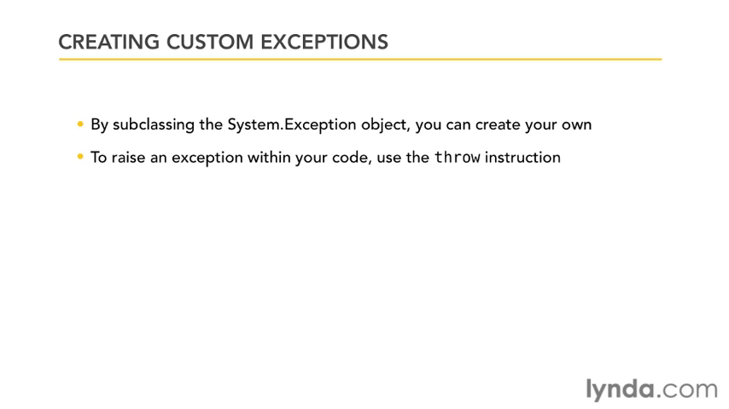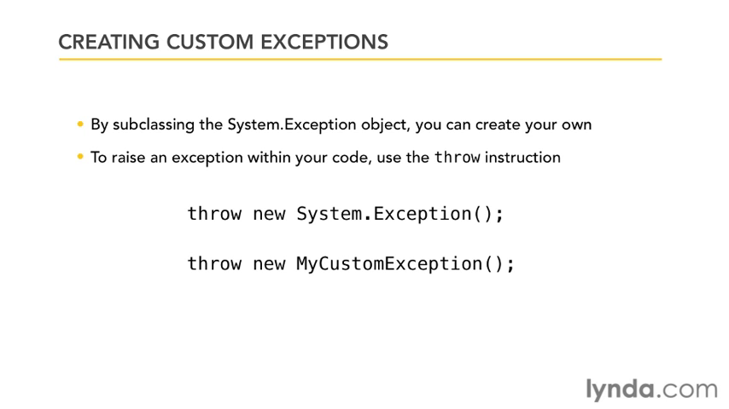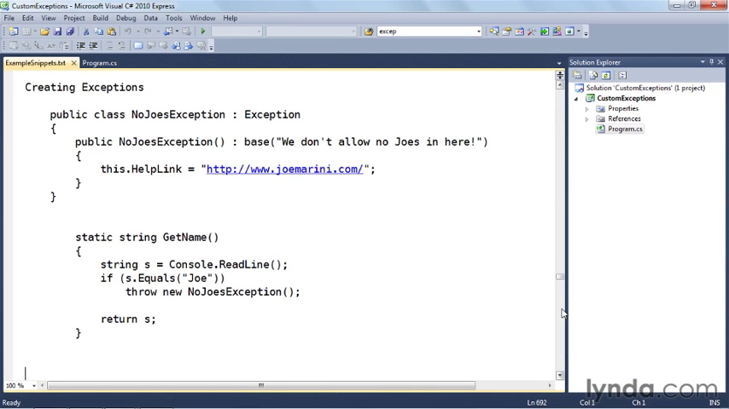So for example, you can do things like throw a new system exception, or you can throw a new my custom exception. You have to have the new in there because you've got to create the exception object that you're going to throw. And then the throw keyword will cause the exception to be thrown, and then the catch mechanism will go into effect. So let's go over to some live code to see how we define our own exceptions and then throw and catch them.